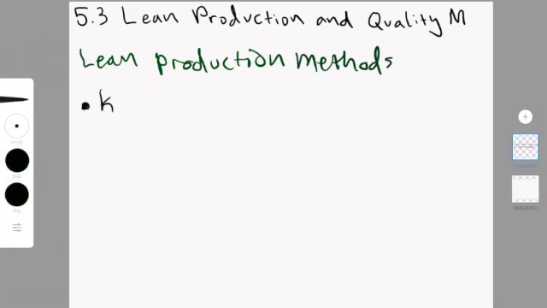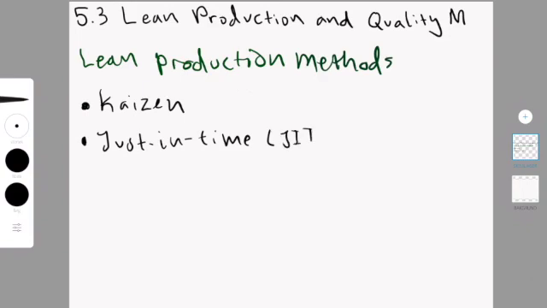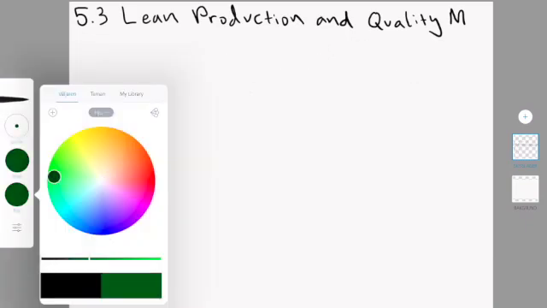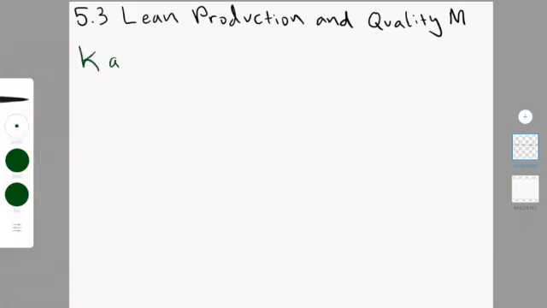So what are the methods you can use to achieve lean production? There are four main things we will be discussing in this video. Those are Kaizen, which is a type of thinking, like a way of thinking. Then there is Kanban, Andon, and just in time. So we'll begin with Kaizen. So Kaizen, as I said, is a way of thinking, it's a mindset, and it means continuous improvement.